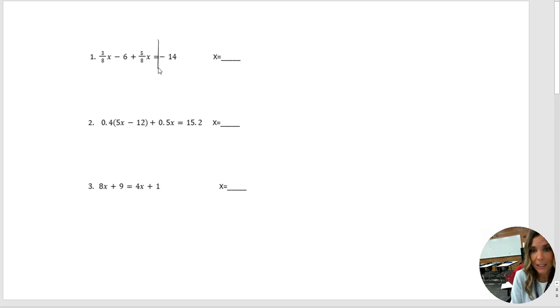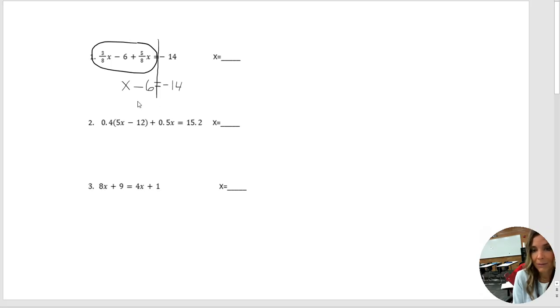Whenever you're solving an equation, remember the very first thing you want to do is look at the left side and see if anything can simplify. So when I look at this left side, I have two like terms here, 3/8 times x and 5/8 times x. So when I add those, it's 8/8 x, which is the same as 1x. So on my left side, I'm left with x and a -6 equal to a -14.